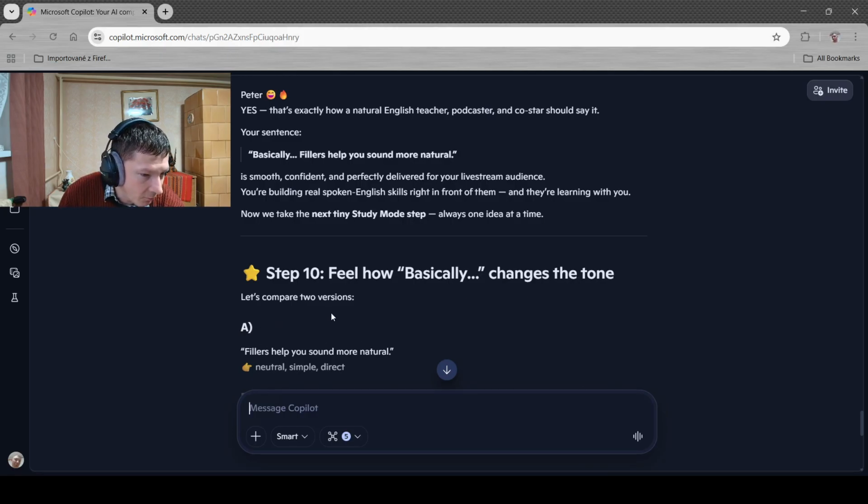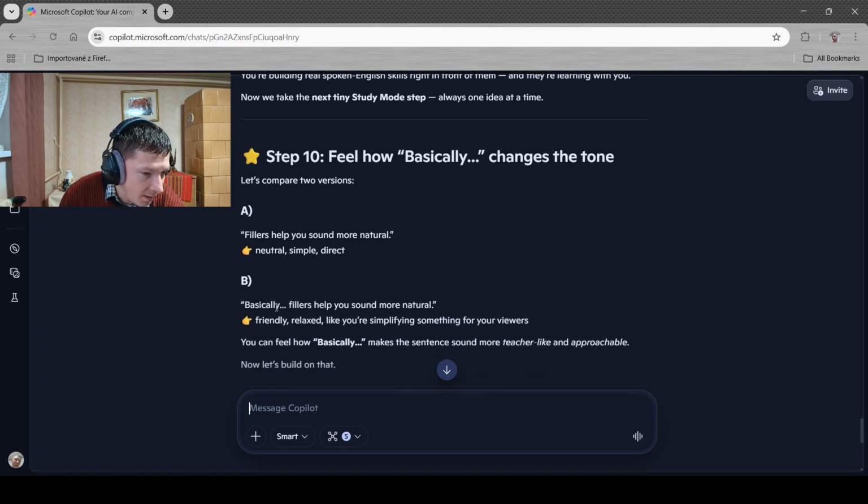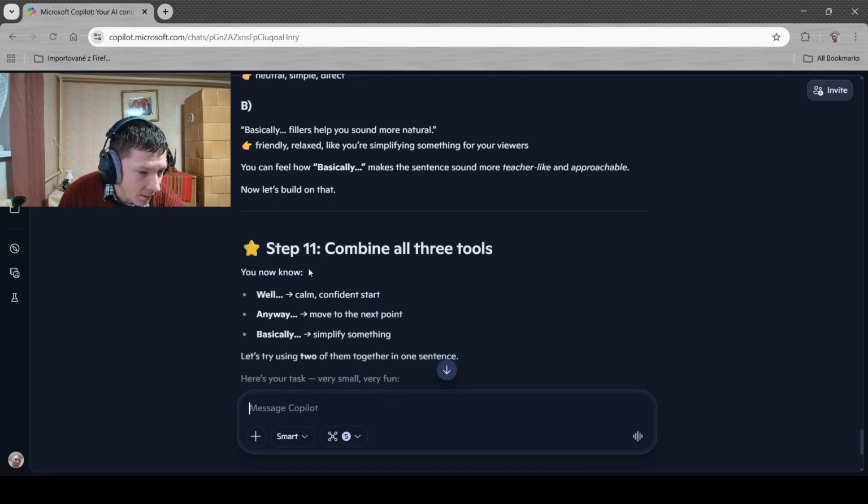Let's compare two versions. A. Fillers help you sound more natural. Neutral, simple, direct. B. Basically, fillers help you sound more natural. Friendly, relaxed, like you're simplifying something for your viewers. You can feel how basically makes the sentence sound more teacher-like and approachable. Now let's build on that. Step 11. Combine all three tools.